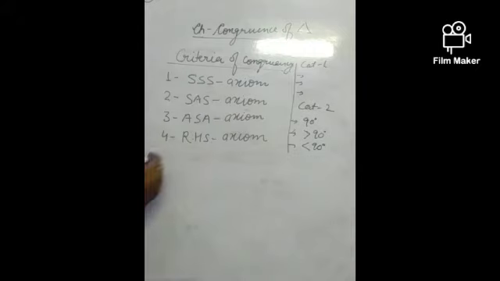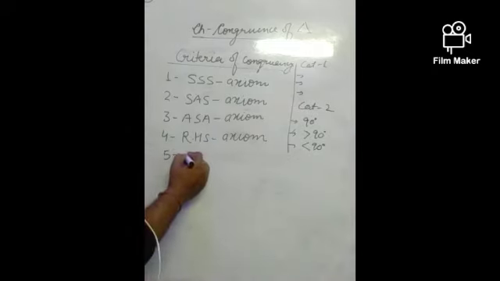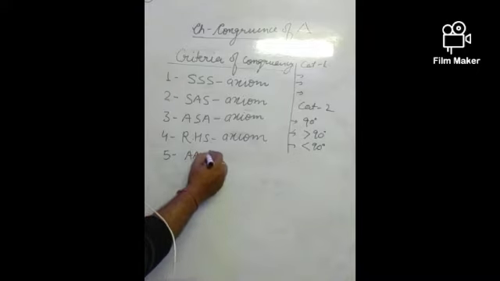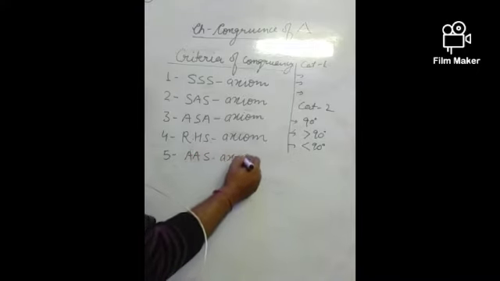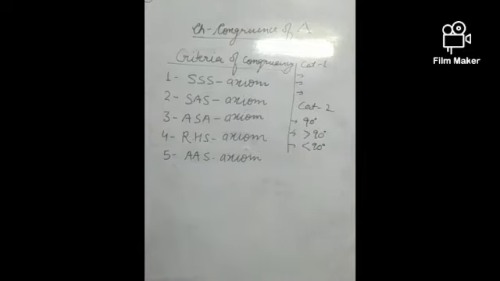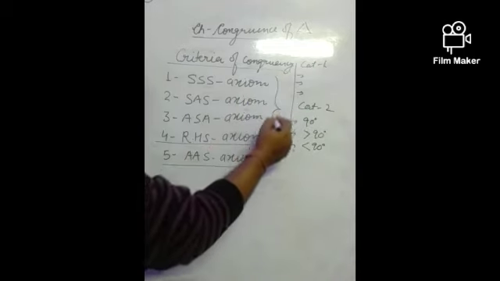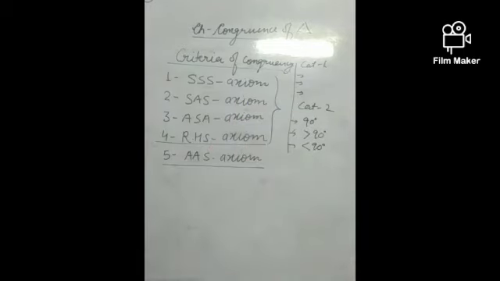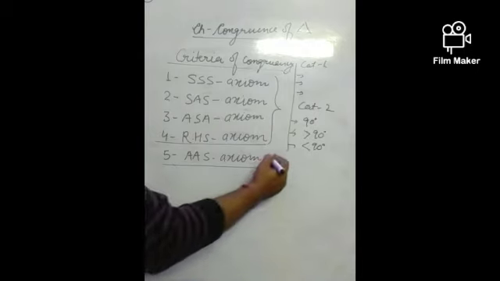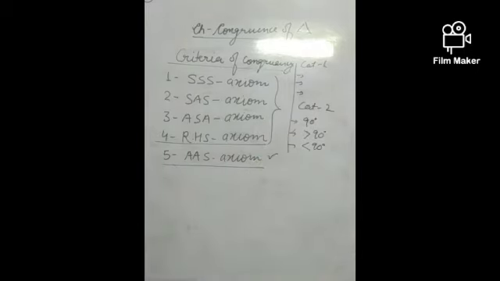One more, that is the fifth, is also known as the corollary, meaning the angle angle side axiom. These are the five, and we'll go through them, right? So the main ones are the four, and this fifth is the additional one. Generally up to junior wing we study these four, and when you come to class 9th you will study this fifth one also.